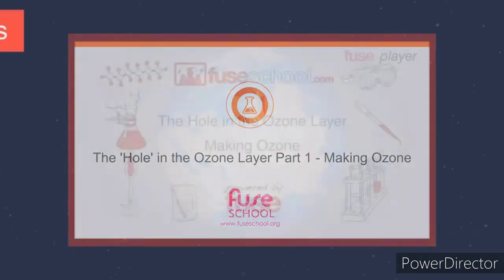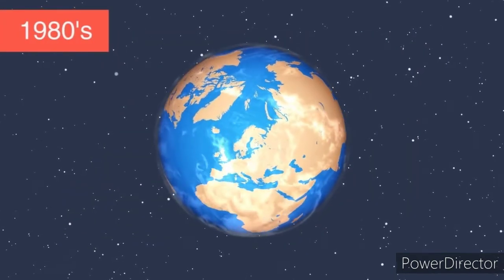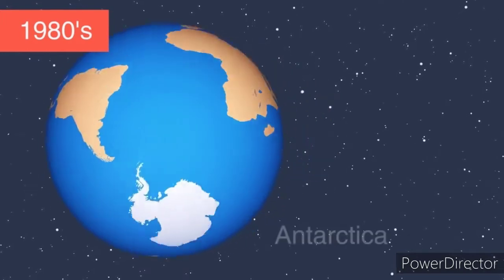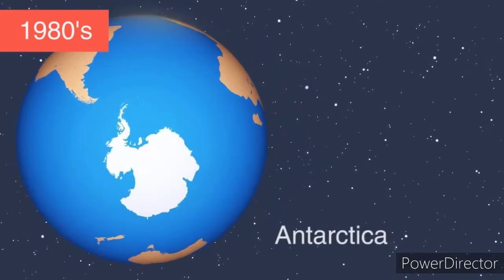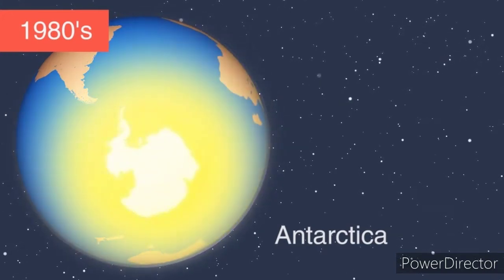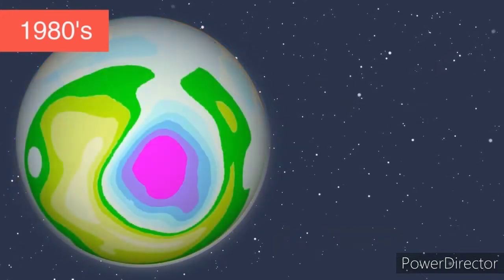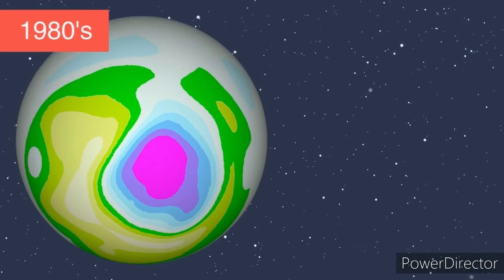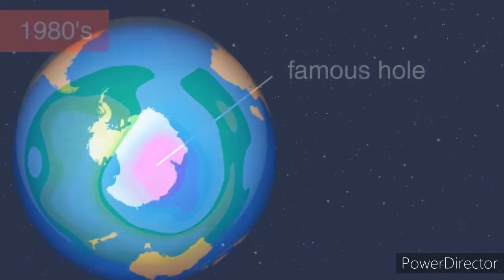In the 1980s, scientists found something alarming happening over Antarctica during October, when the sunlight returns to the South Pole after winter. The ozone had almost disappeared over large areas, causing the famous hole.